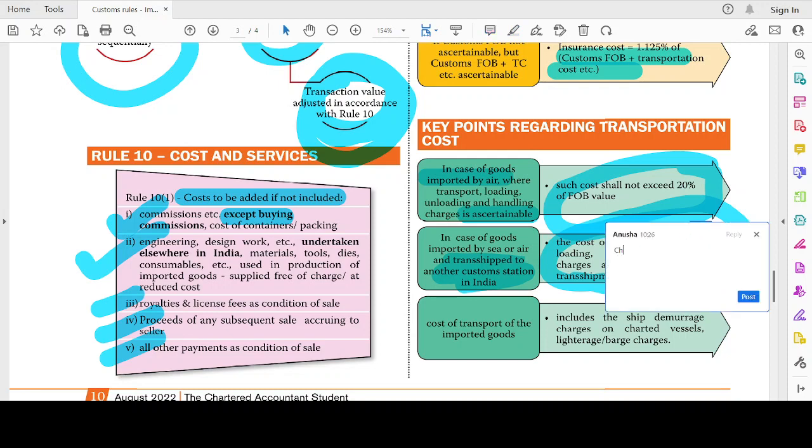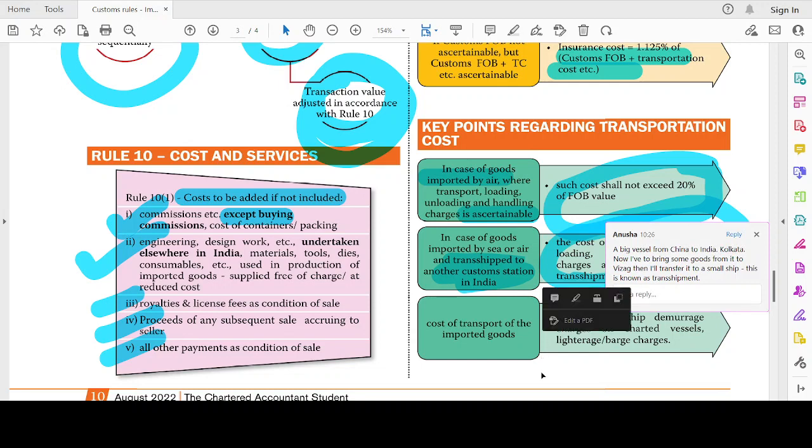A big vessel is there from China to India. Assume it reaches somewhere in Kolkata. Now I have to bring some goods from it to Vizag. Then what will I do? I will transfer it to a small ship, right? This is known as transshipment. All the costs associated with this transshipment will be excluded while arriving at the transaction value.